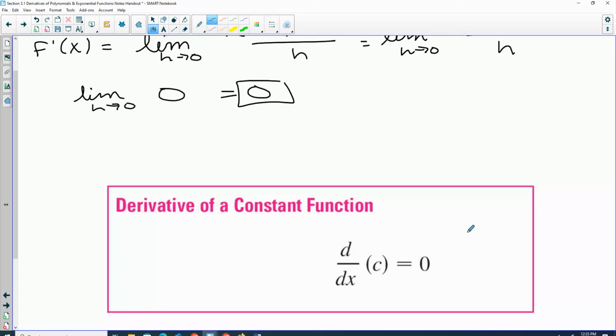So if I ask you to find the derivative of a constant, you don't have to work it out now. You can just tell me it is 0. Right? Woohoo! We know something. Oh, there's more.